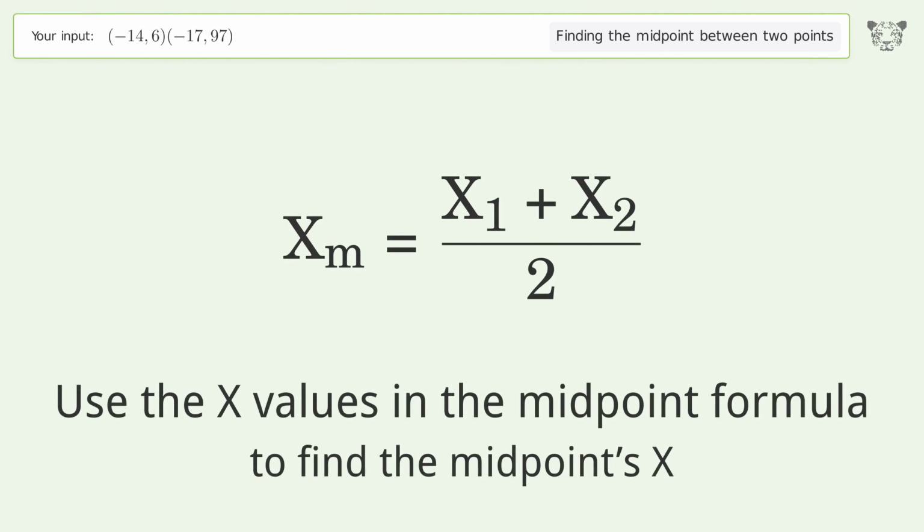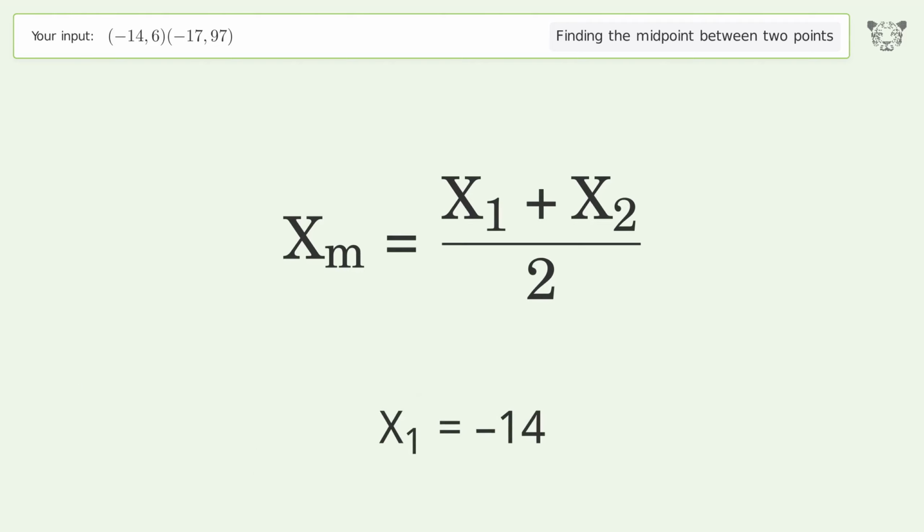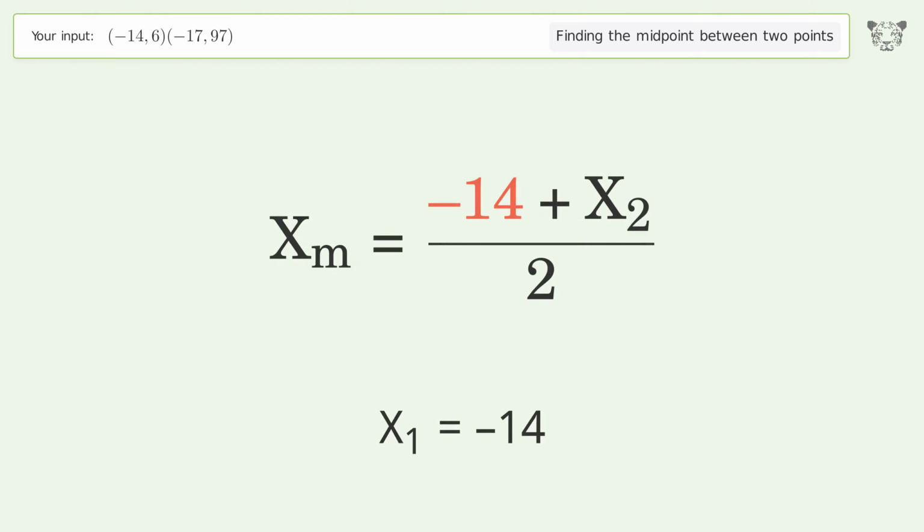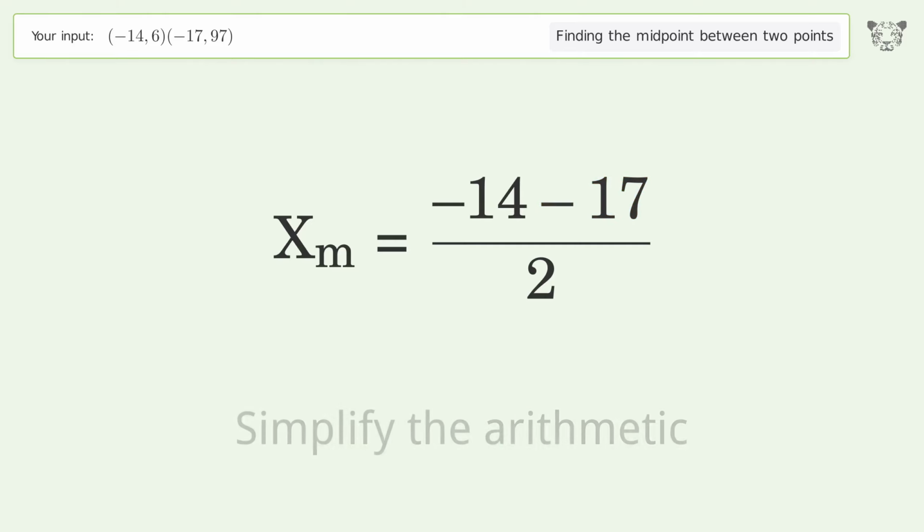Use the x values in the midpoint formula to find the midpoint's x. x1 equals negative 14. x2 equals negative 17. Simplify the arithmetic.